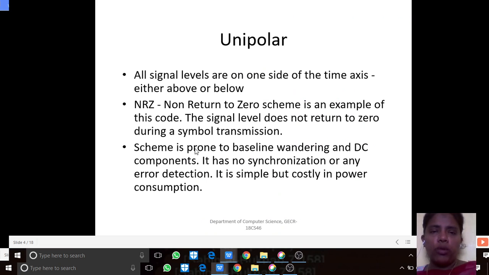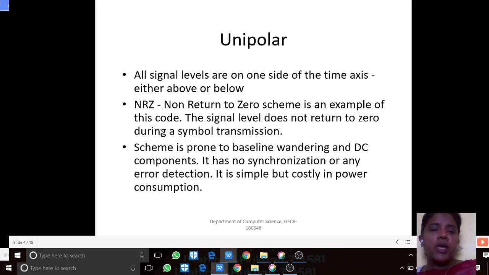What is unipolar? All signal levels are on one side of the time axis. The time axis, you can see, is horizontal, and the signal will be either above or below it. Then it is called unipolar.